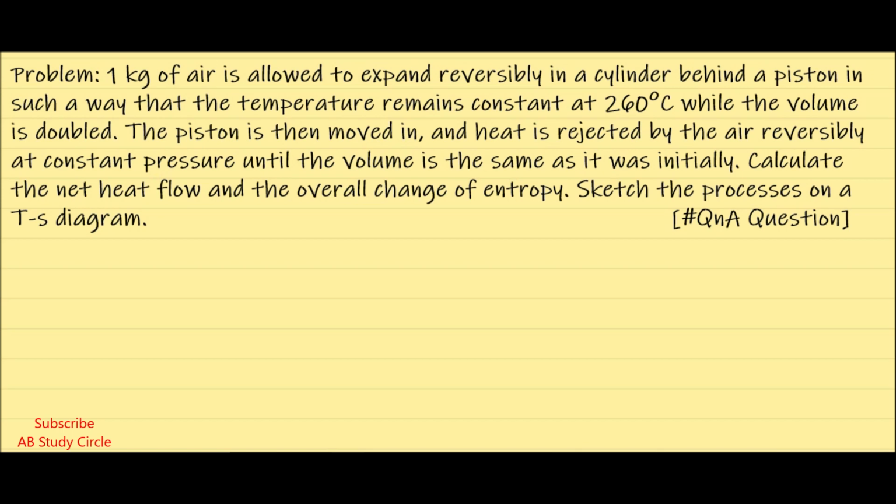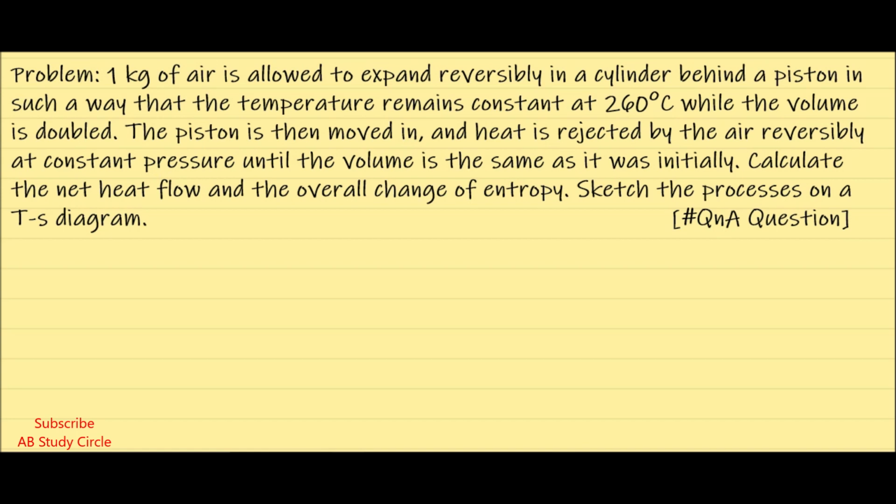Okay, so the problem is like this. 1 kg of air is allowed to expand reversibly in a cylinder behind a piston in such a way that the temperature remains constant at 260 degrees Celsius while the volume is doubled. That means it is a piston cylinder arrangement, and inside it, 1 kg, that is the mass of the air, is the gas. So it has a mass of 1 kg, that is given in the question. Okay, the air is expanded reversibly.